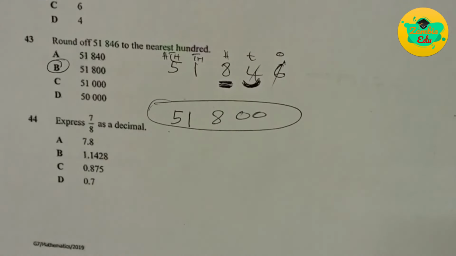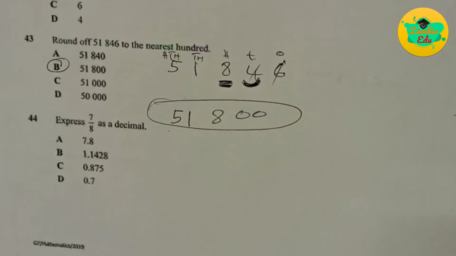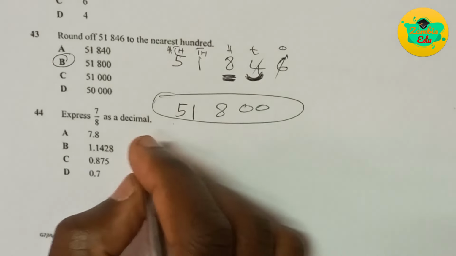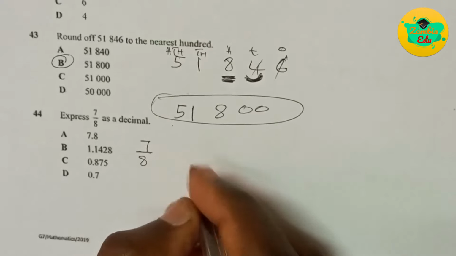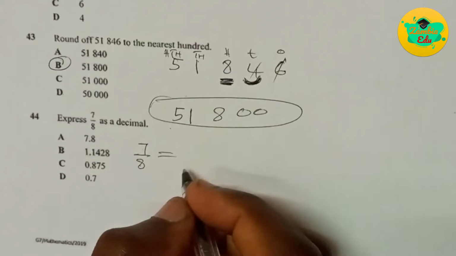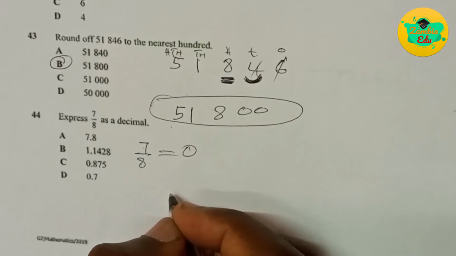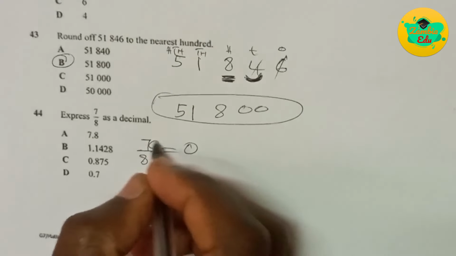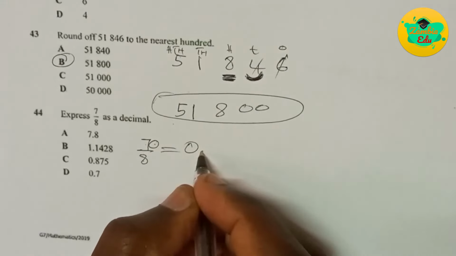Question 44. Question 44 says, express 7 over 8 as a decimal. So you are expressing the number 7 over 8 as a decimal. So there we just say 8 into 7. Can't, so write a 0. Add a 0. The moment you add a 0, you put a point.